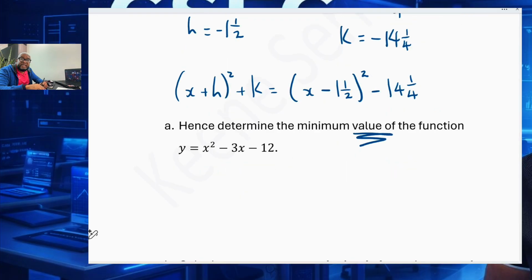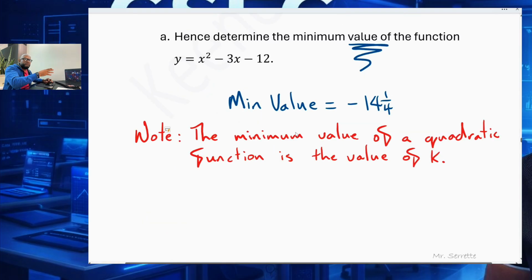Hence, determine the minimum value. They never said the minimum point. They said the minimum value of the function y is equal to x squared minus 3x minus 12. My minimum value is the value of k, which is negative 14 and 1 over 4. So the minimum value of a quadratic function is the value of k. Lock that in your brain, right?